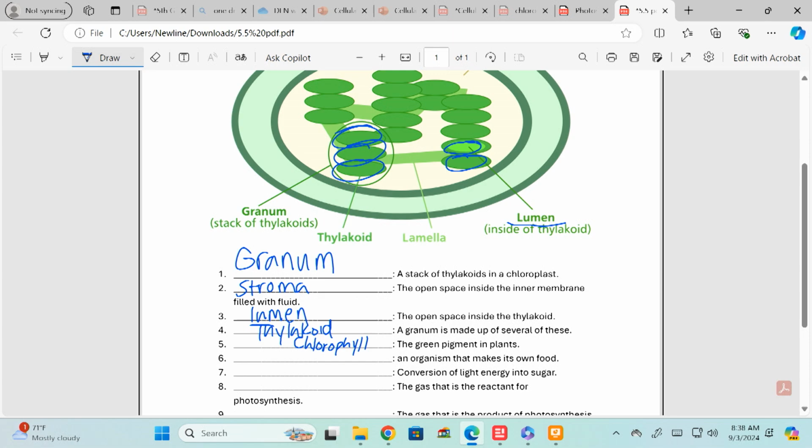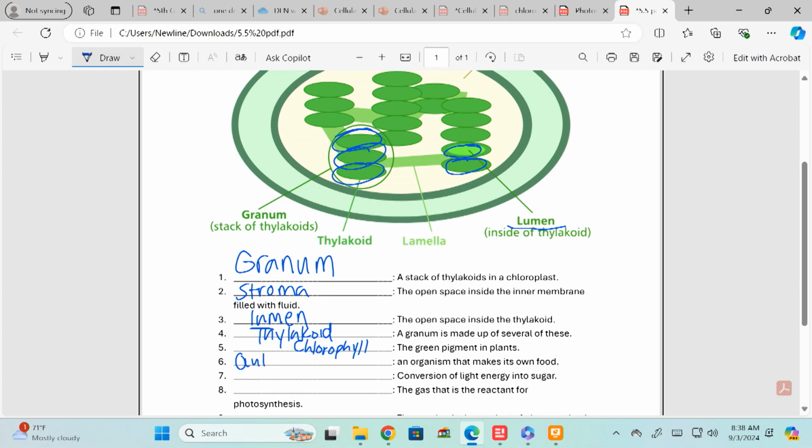All right, so number 6 says an organism that makes its own food. What do we call that? There's a couple different names. I think what we should use here though in the word box at the bottom is a word called autotroph. That's what I like to use, autotroph. But producer could kind of work here too, okay?